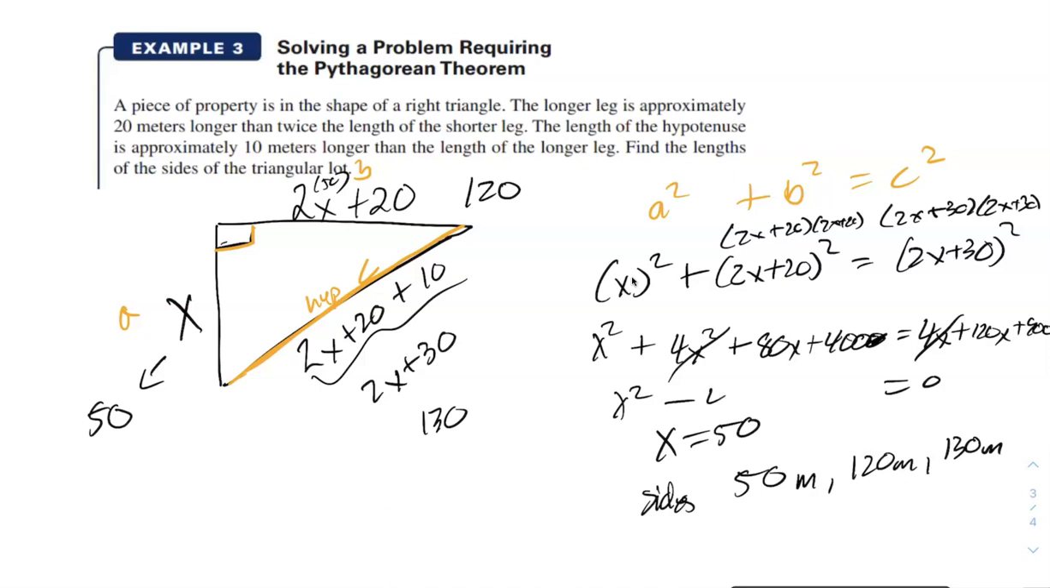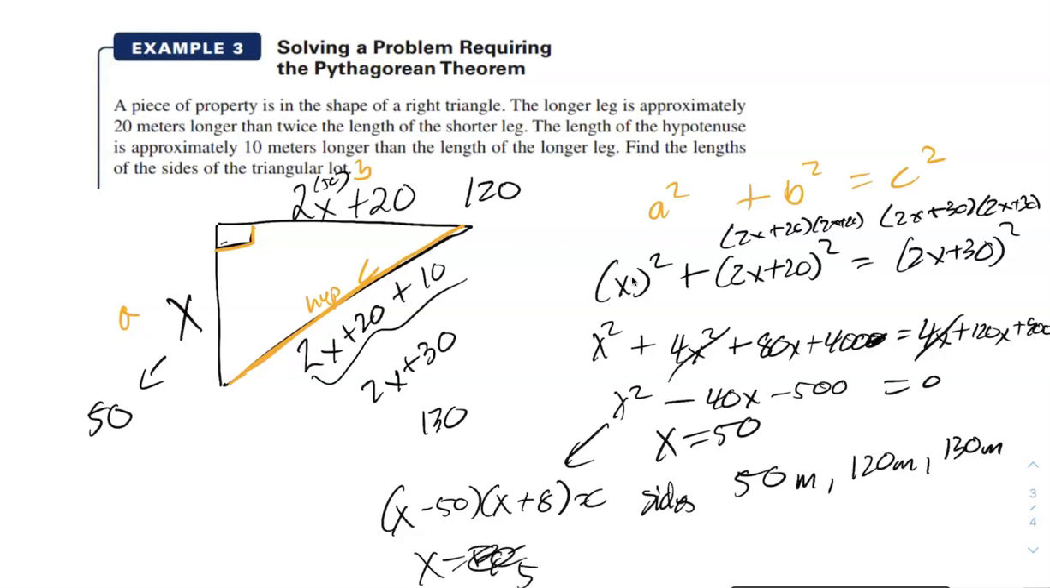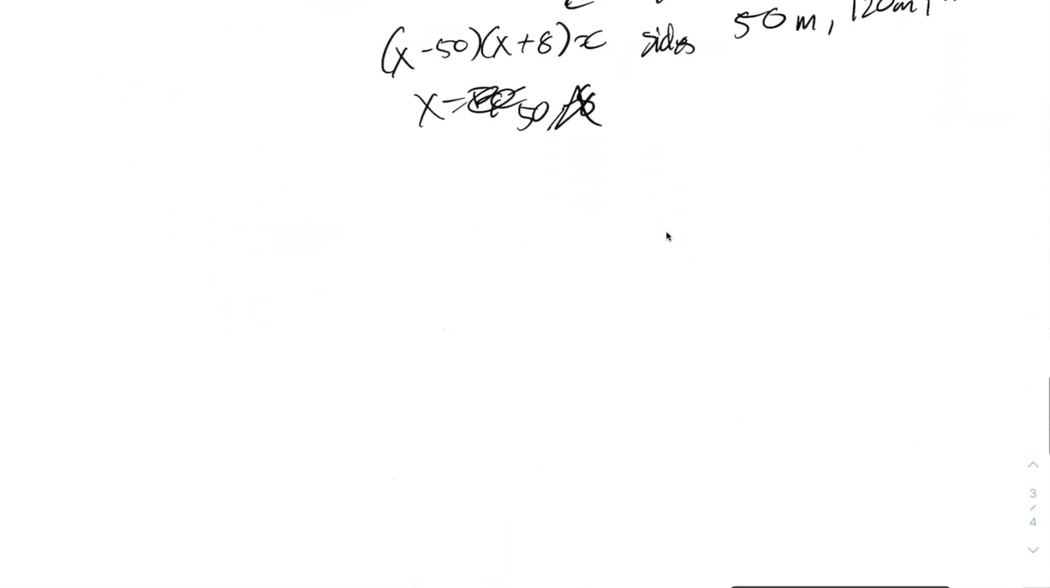Negative 40x minus 500. And then you could have factored that, and you would have got x minus 50, x, I think, plus 8, I believe it is. So you get x equals 50 and negative 8. But negative 8, you can't have negative answers. So you will get the same answer either way. So use the calculator or factor it. Let's do one more.